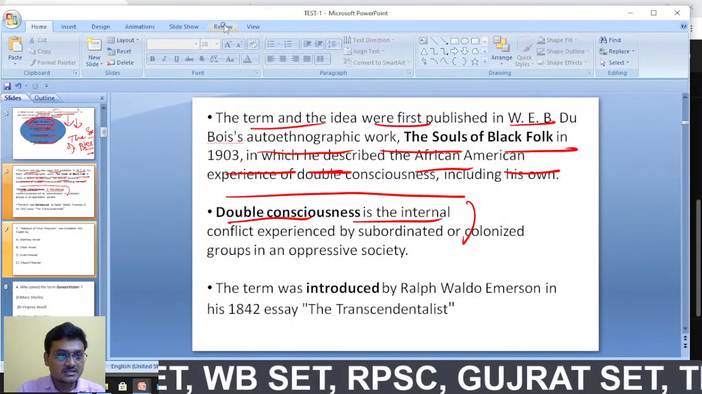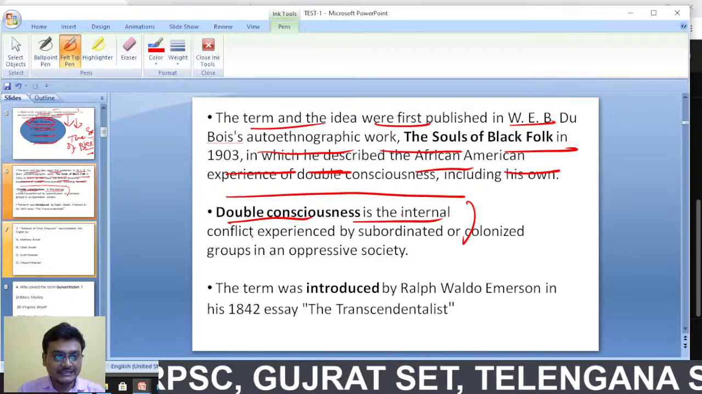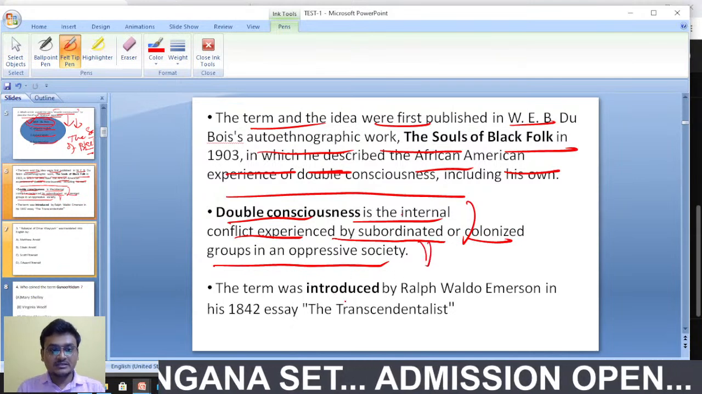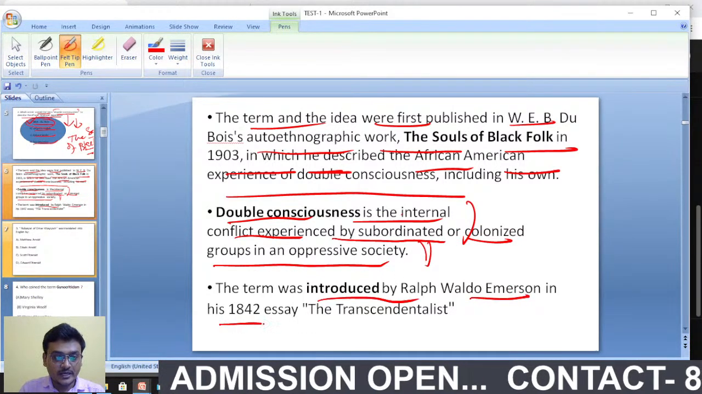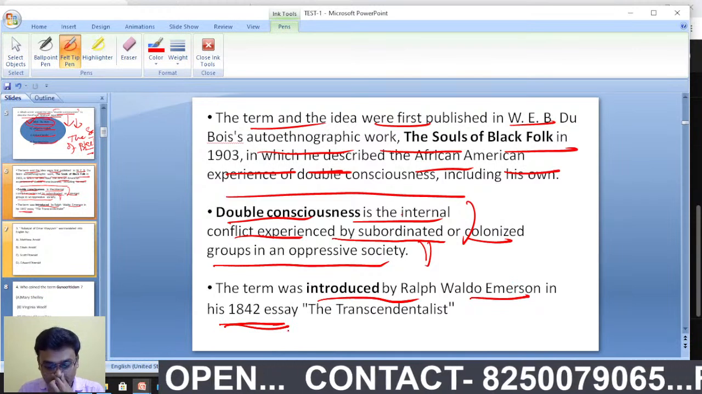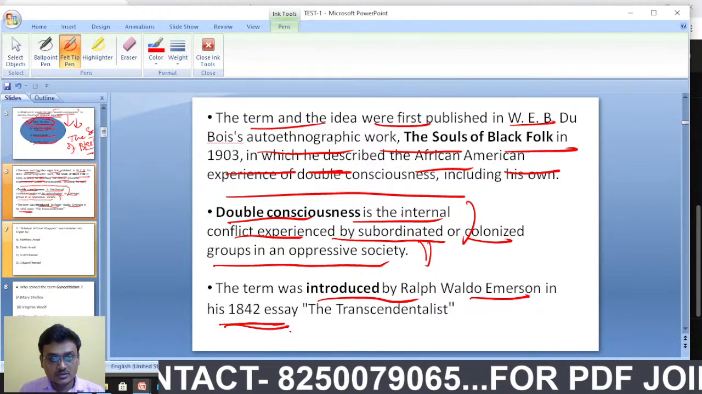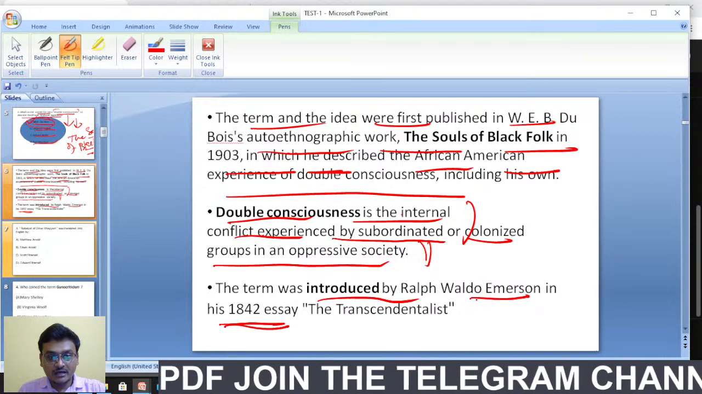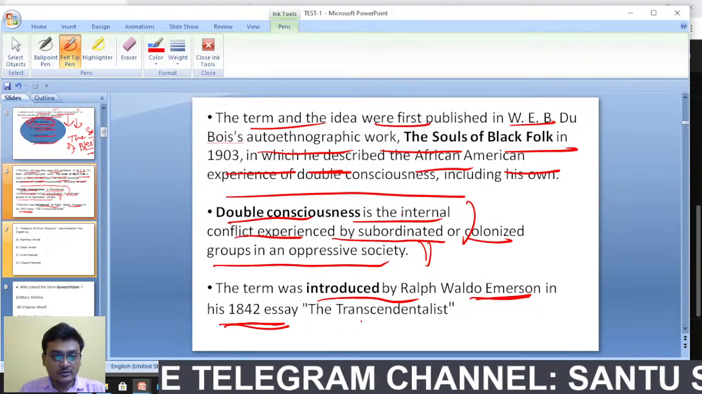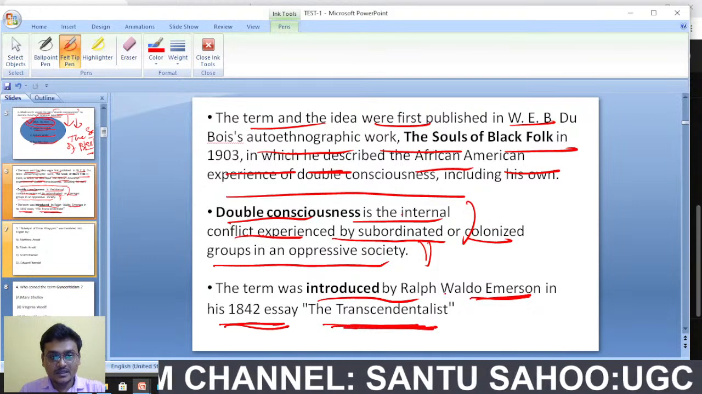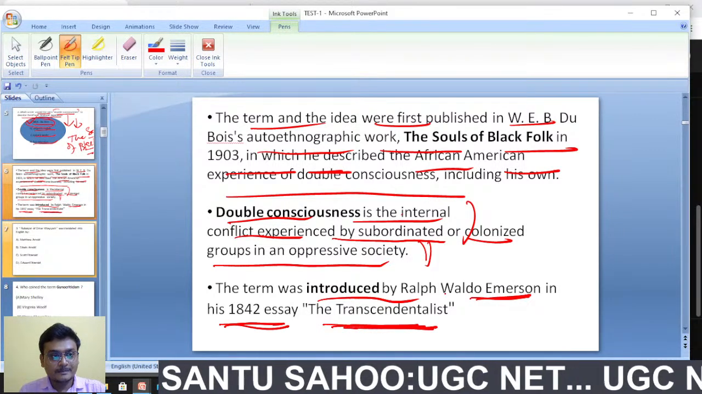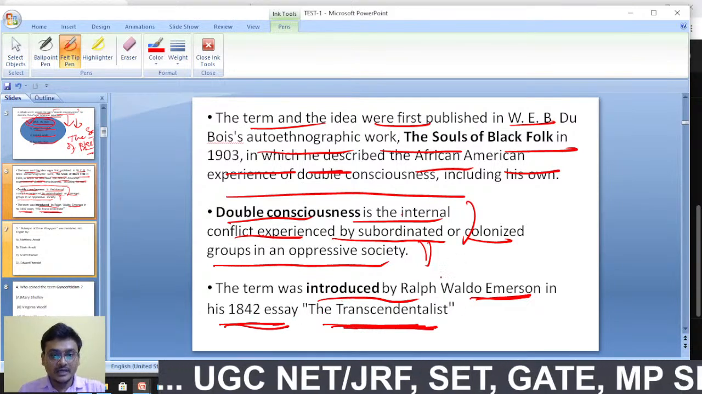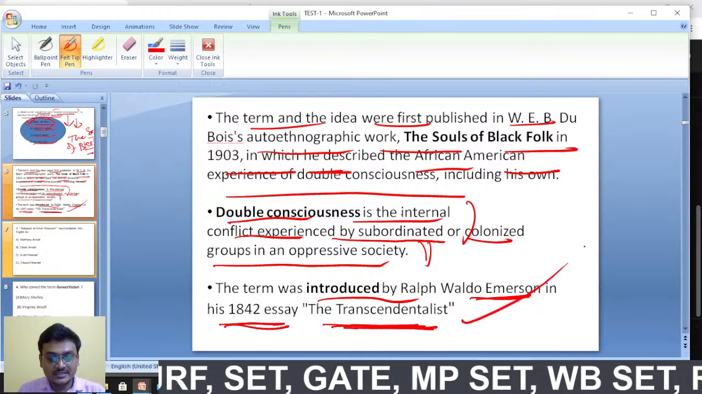So here, double consciousness is the main internal conflict experienced by subordinate or colonized groups in an oppressive society. Okay. So 186 is a good score actually. The term was introduced by Ralph Waldo Emerson in his 1842 essay, The Transcendentalist. Okay? That would be expanding circle as well. So it was first introduced in his essay by Ralph Waldo Emerson, that is called The Transcendentalist.